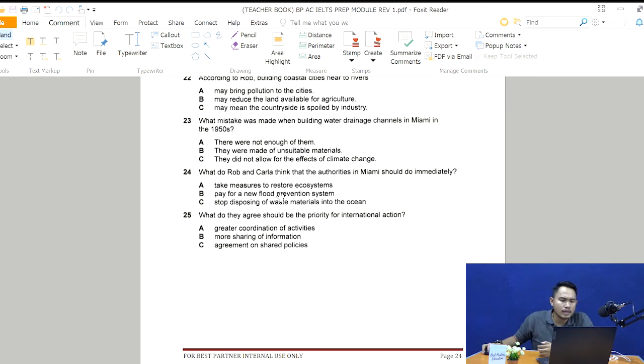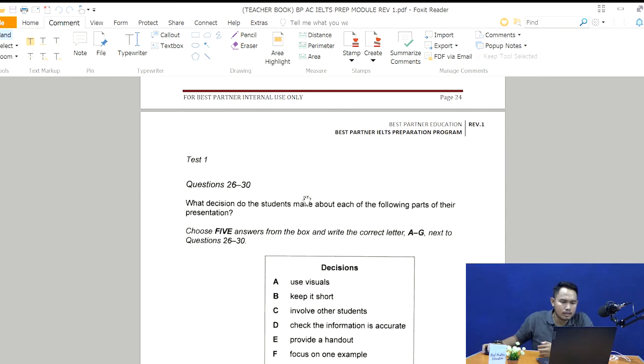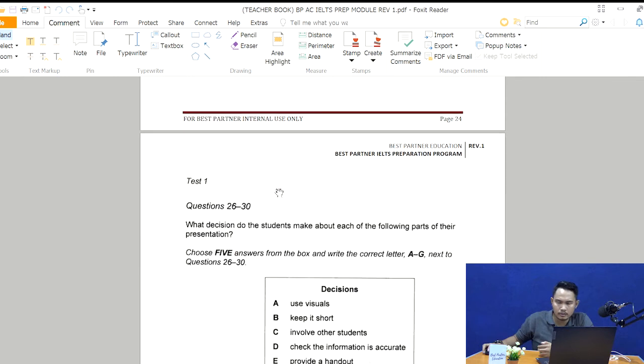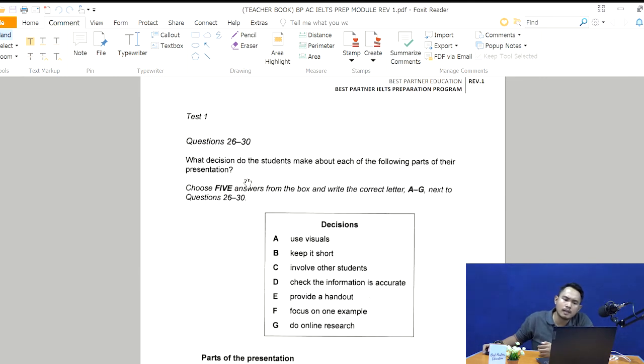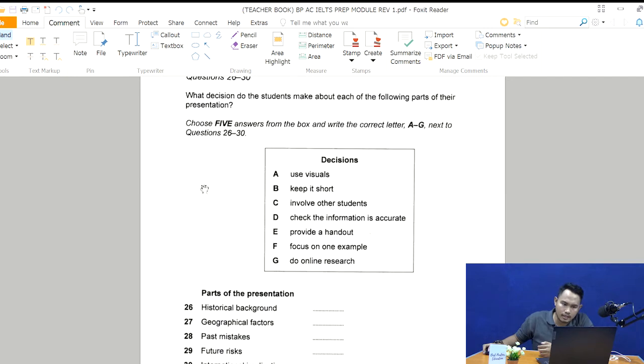What is the instruction mentioned? We're going to focus on 26 to 30, because 21 to 25 before is multiple choice. For 26 to 30 here, as you can see, you need to match the answers.